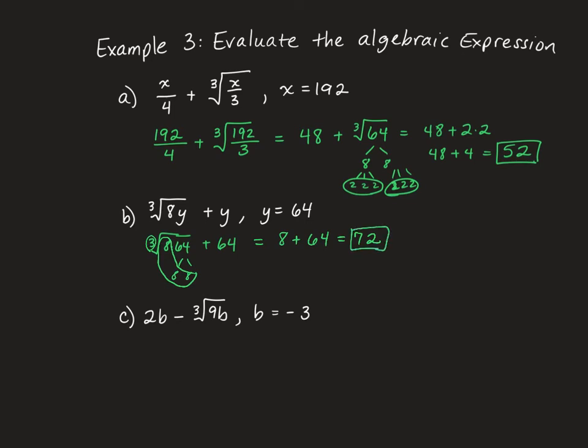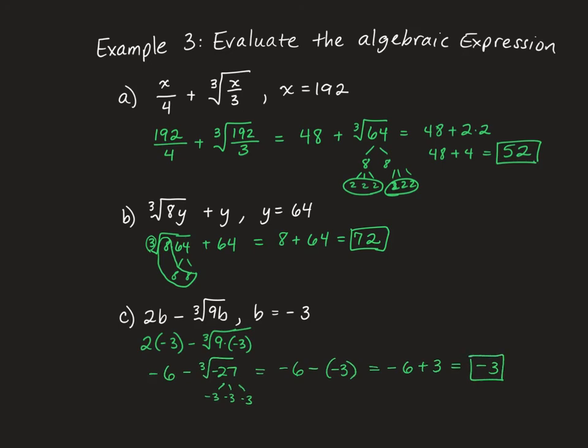For letter C, I need to substitute in -3. So I have 2 multiplied by -3. I put it in parentheses because it's a negative, minus the third root of 9 times negative 3. Simplifying this, I get negative 6 minus the third root of negative 27. Negative 27 is negative 3 times negative 3 times negative 3. So that means this is negative 6 minus a negative 3, which is negative 6 plus 3, which is negative 3. So the answer for letter C is negative 3.